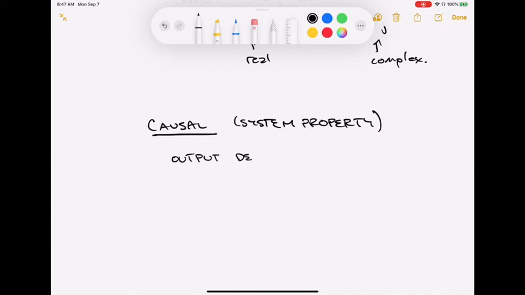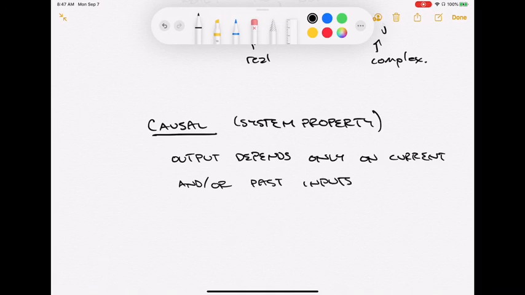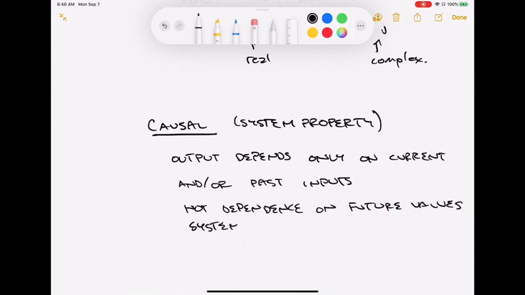depends only on current and/or past inputs. There's no dependence on future values. We can say that the system doesn't predict the future.